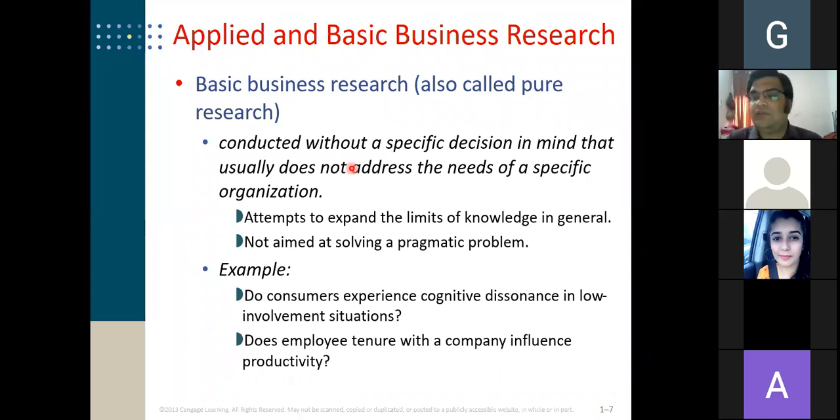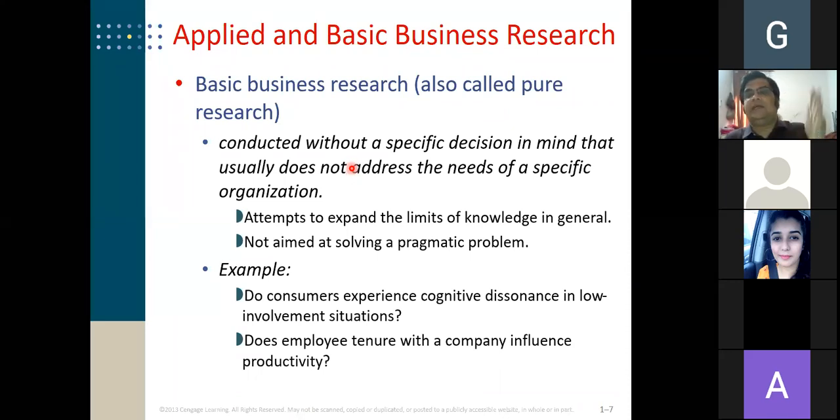Now, if there's a company called Toyota, right? Toyota is a Japanese automobile company. So their employees are loyal. That means for 30 years, they join the company and they leave the company. So they are very loyal. And in India, you can see that Tata is such an employer that people work for 30-35 years and they are very, very loyal with the company. So suppose I want to study, does employee tenure with a company influence productivity?